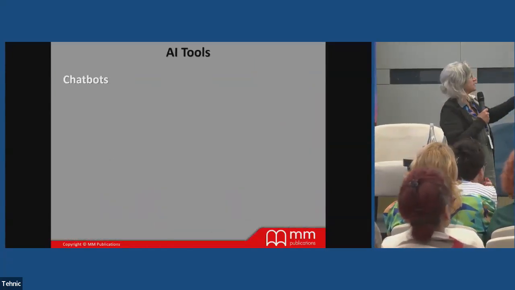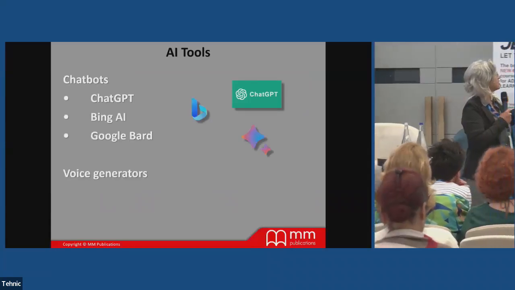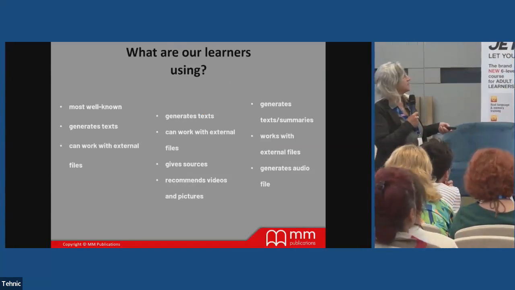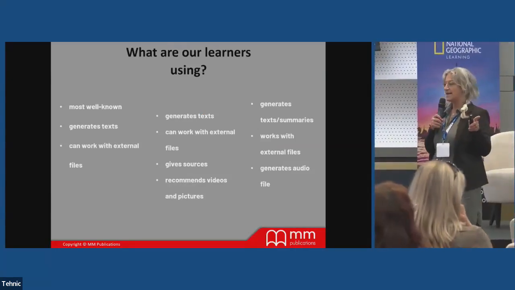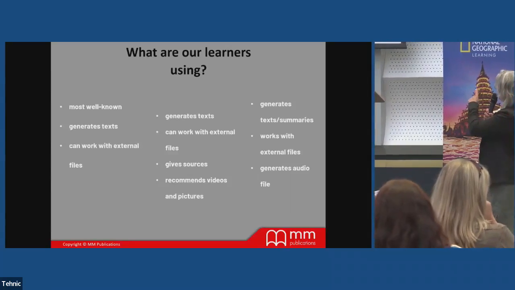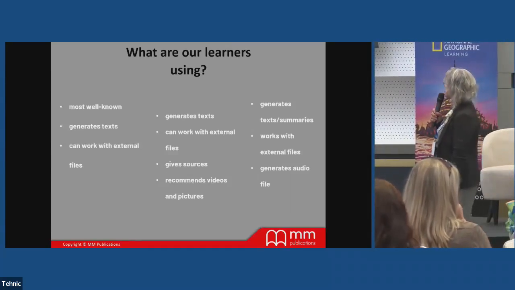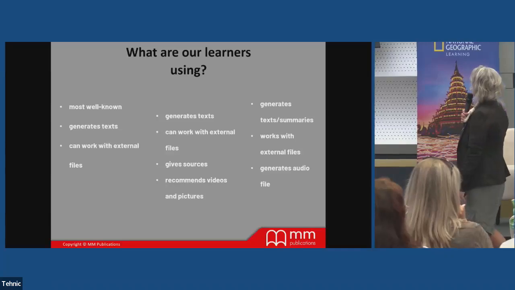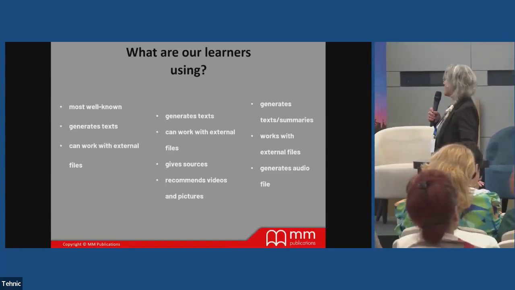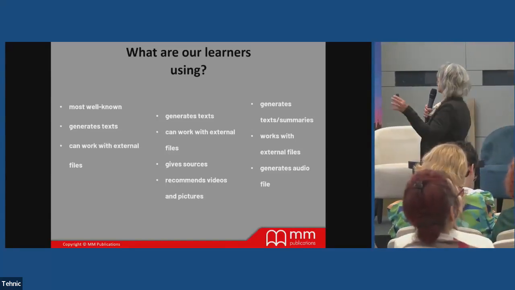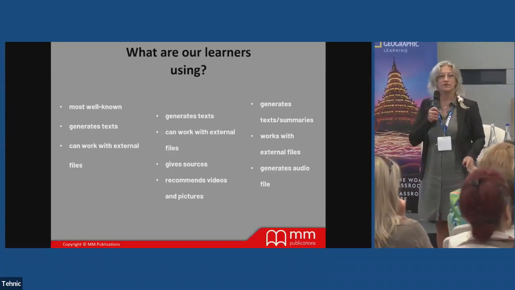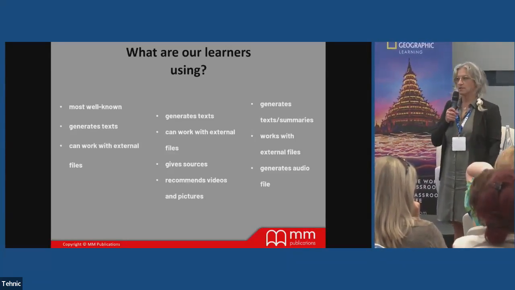So I'm not going to go through these tools because you know all of this, but just look how many tools there actually are. So these are 3 tools we're going to be looking at now. Can you guess which AI platforms these are? One of the most well-known generates text, works with external files. The other one does that, also gives sources, recommends videos and pictures, and then the third one does all of that, but also generates audio files. Do you know which these could be?